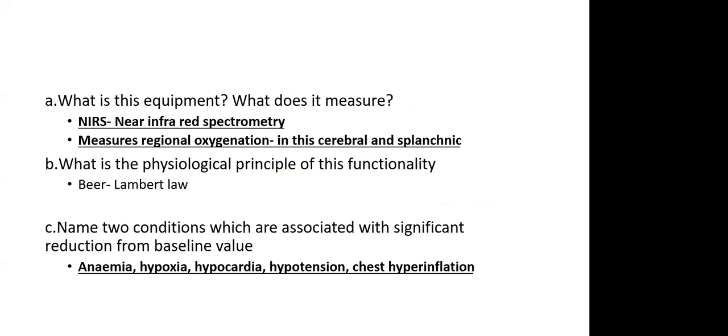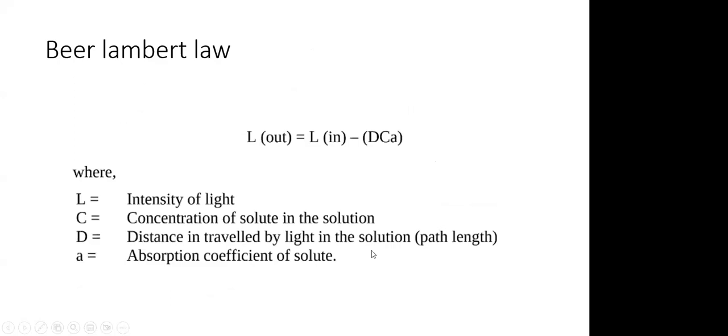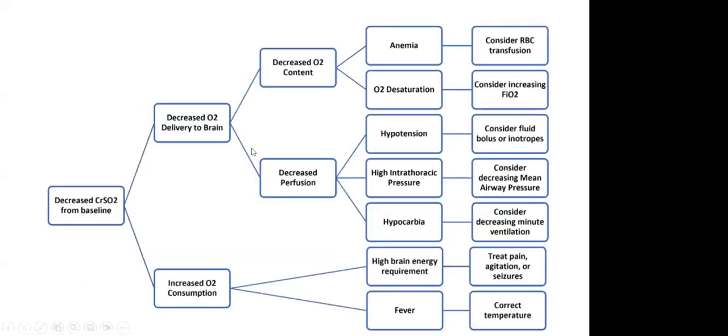The conditions would be hypoxia, anemia, hypocarbia, hypotension, or chest hyperinflation. So these are some of the causes why your cerebral regional saturation will go down from baseline. It is either due to a decreased oxygen delivery, which can be due to decreased content or decreased perfusion. So basically, shock status is what you are looking at when there is decreased perfusion. So anemia or desaturation for decreased oxygen content.